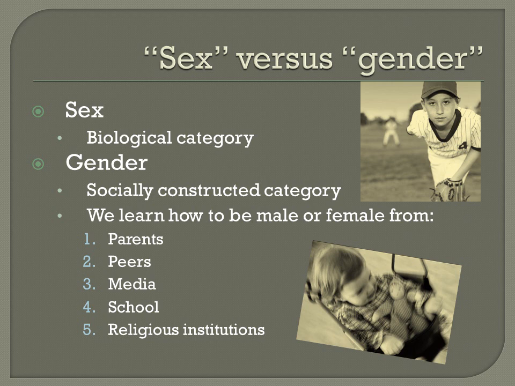Then children get messages from their peers. In general, research shows that children tend to interact and play with kids of their own gender, and that they understand what gender is even as early as age 2.